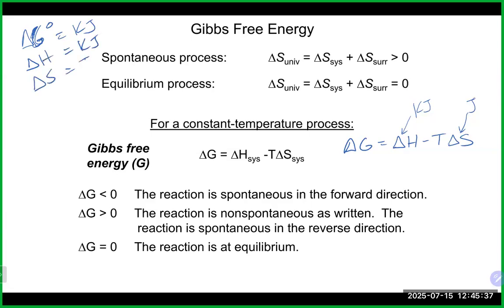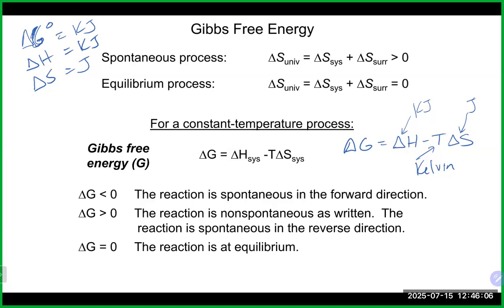Delta S, as we saw, is typically in joules. So those are the typical units associated with these guys here. Temperature here obviously still needs to be in Kelvin, like kind of normal, if you will. Now, if you calculate the delta G and it is a negative number, the reaction is spontaneous in the direction that the reaction is written. So it would be spontaneous going from reactants to products.